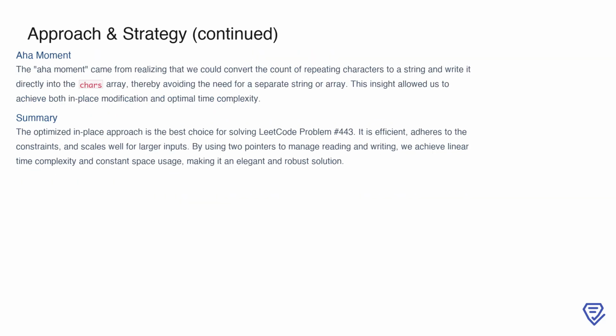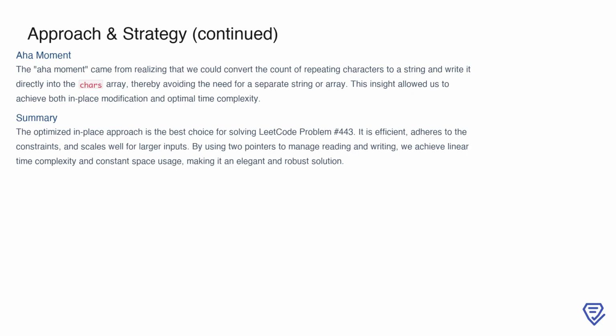One key insight that made the optimized in-place approach so effective was the realization that we could directly write the count of repeating characters as a string into the input array. This eliminated the need for a separate string or data structure, streamlining the entire process. By leveraging this insight, we achieved in-place modification while maintaining linear time complexity.